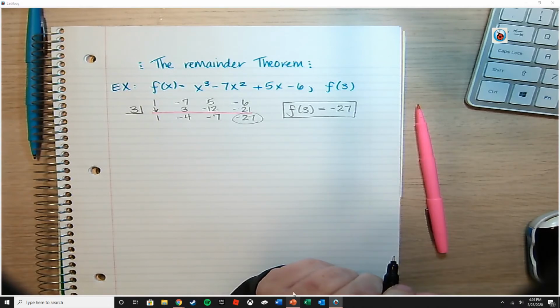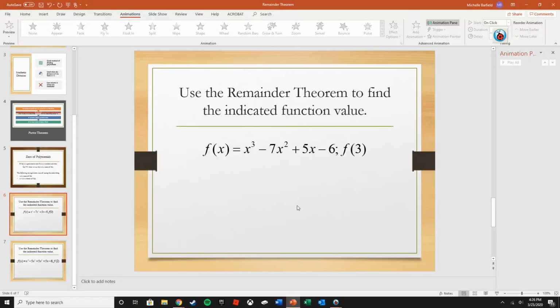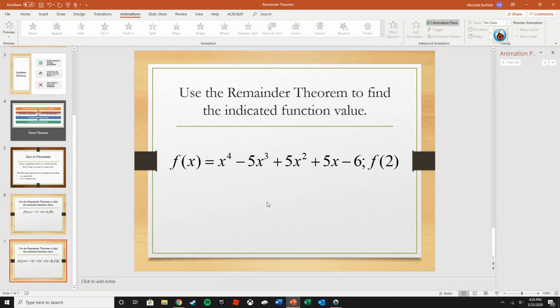Okay. All right. So let's go back to my PowerPoint here. Okay. Let's try another one. So it says use the remainder theorem to find the indicated function value. All right. So let me copy this problem down and I'll switch over the document camera. So x to the fourth minus 5x to the third plus 5x squared plus 5x minus 6. We want to know what f of 2 is.